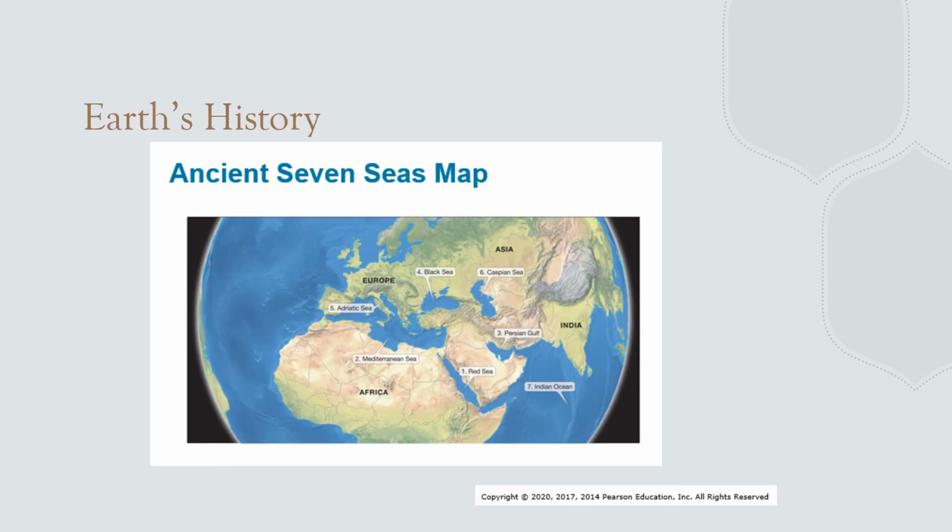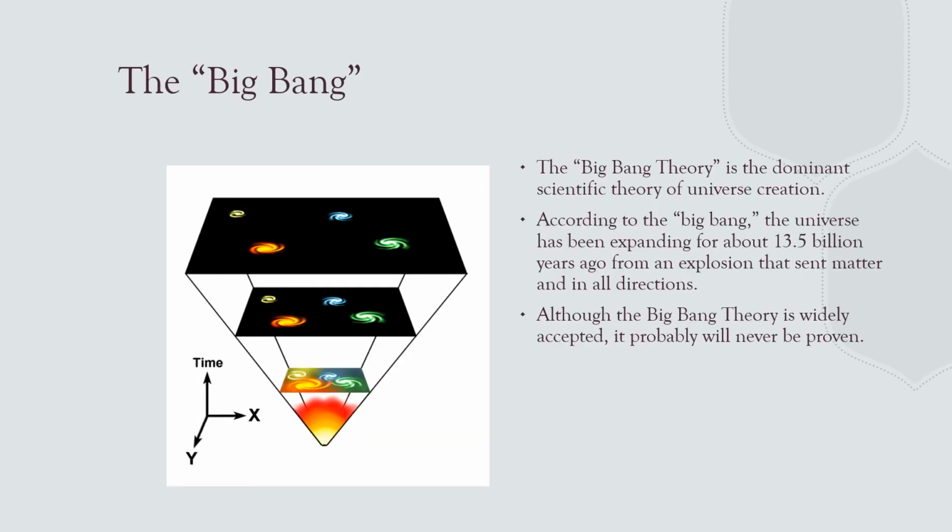When we look at Earth's history, this is kind of an interesting map. The 7 seas. A sea is a partially isolated body of water. There's way more than 7 of them, by the way, but these are the original 7 seas that capture the imagination, if you will. When we talk about the history of our planet, and our planet is 2/3 water, we have to go back about 14 billion years ago, okay, to the beginning.